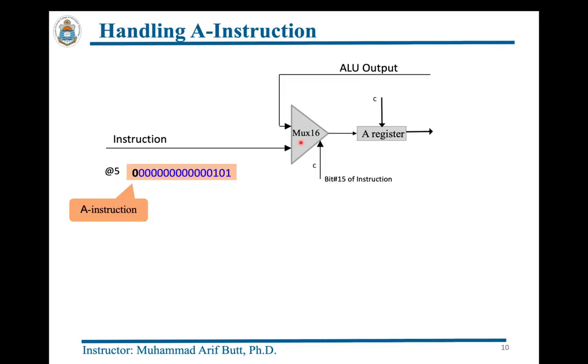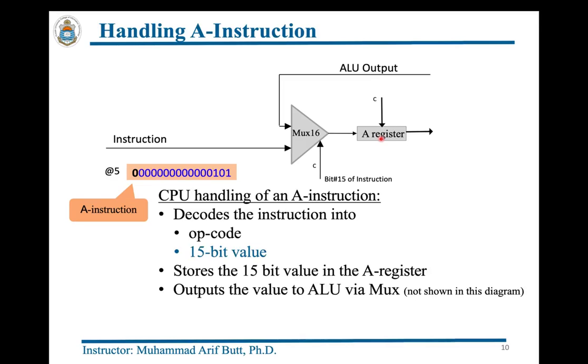Let us suppose that the instruction coming in is an A instruction, symbolically written as @5, and the 16-bit binary encoding is also shown over here. Dear students, we all know that the most significant bit of the Hack instruction decides the type of the instruction. Over here it is 0, so that means this is an A instruction. Moreover, note that this 15th bit, the most significant bit of the instruction, is also placed at the select input of this MUX16 chip. Since this is a 0, the remaining 15 bits, that is the data value 5, is placed inside the A register. And this is what an A instruction is supposed to do. So this is a summary of how the CPU handles the A instruction.